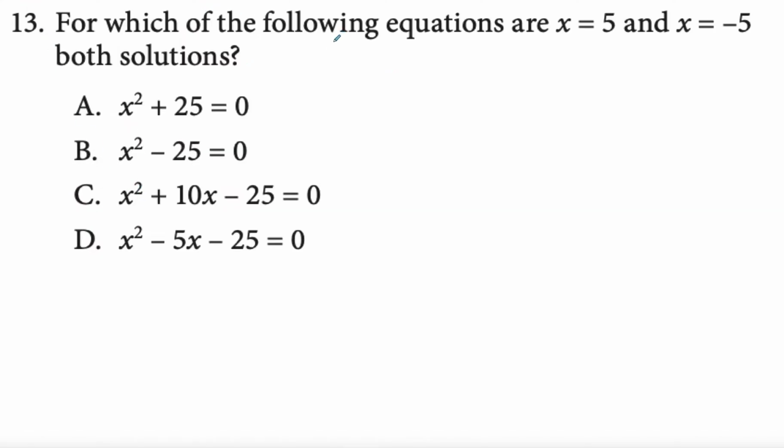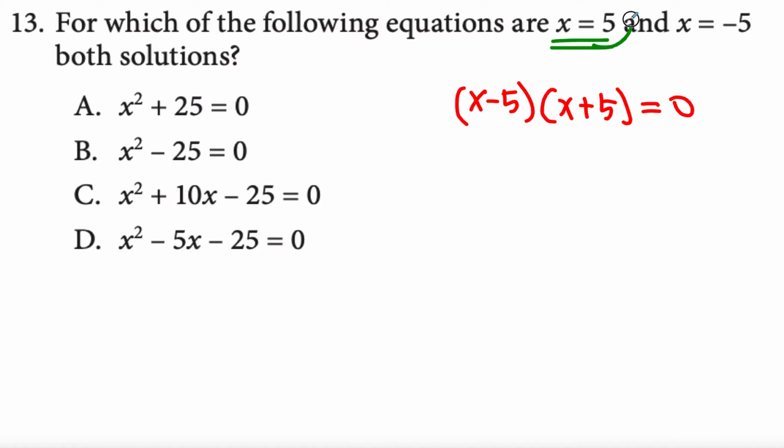Number 13. Which of the following equations are x equals 5 and x equals negative 5, both solutions? So then, the fact that x equals 5, that means I'm looking at x minus 5 must be one of my factors. The fact that I have x equals negative 5, that means x plus 5. Notice that the signs have to be the opposite, equal to 0. Let me just repeat that one more time. The fact that 5 is a root, that means I have x minus 5 as a factor. The fact that I have negative 5, that means I have x plus 5 as my factor.